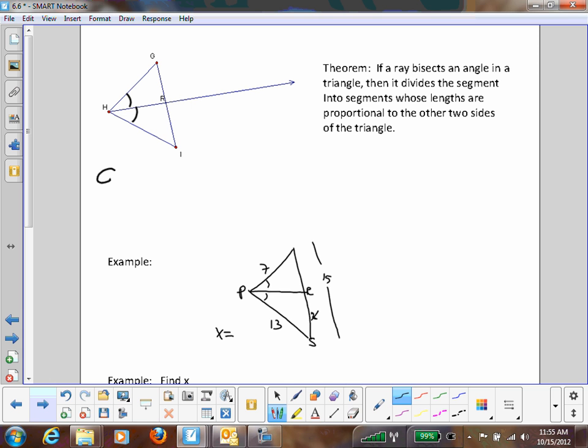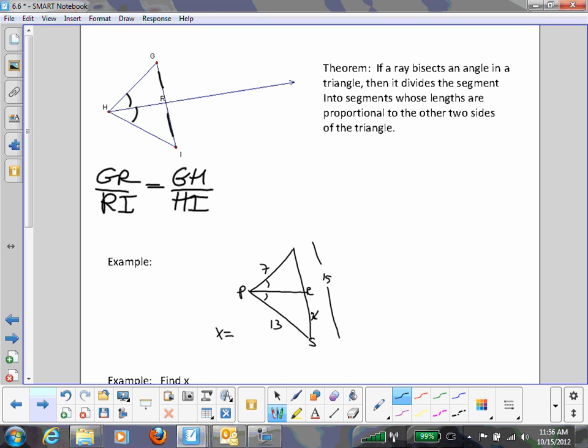So we could say that GR over RI is going to equal, what would I say? HG over HI, right. So this to this will be proportional to, starting with the same side of this triangle, this side to this side. Does that make sense? So knowing that we have an angle bisector of a triangle, we can create proportions with the bases and the sides. Okay?